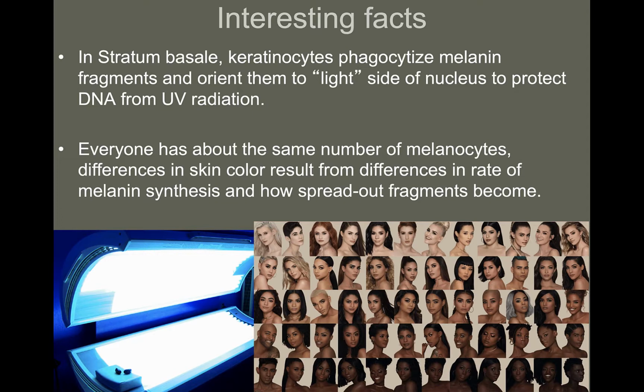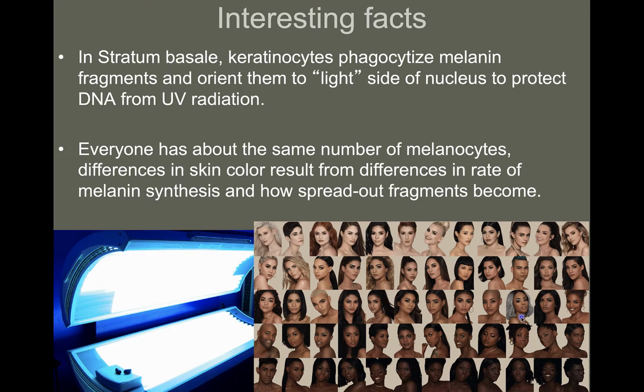So a couple of interesting facts. In this basale, the keratinocytes actually phagocytize, or ingest, the melanin that the melanocytes are producing. And when they do so, they move it to the side of the nucleus that's being exposed to UV light. And so it basically creates a little bit of a hat or an umbrella over top of where that UV light is coming in to protect the DNA. That UV radiation can damage the DNA, create mutations, and there's all kinds of problems from there. So the melanocytes and the keratinocytes work hand in hand.